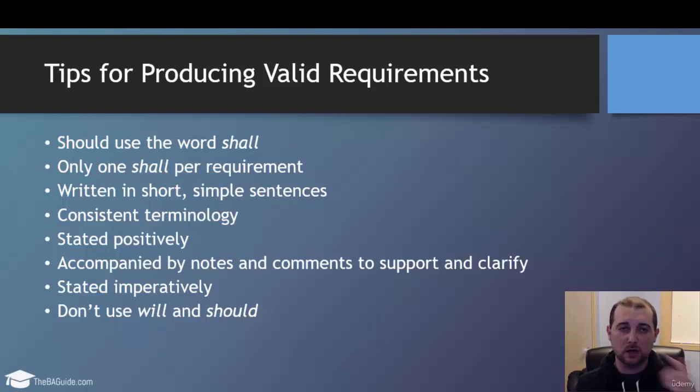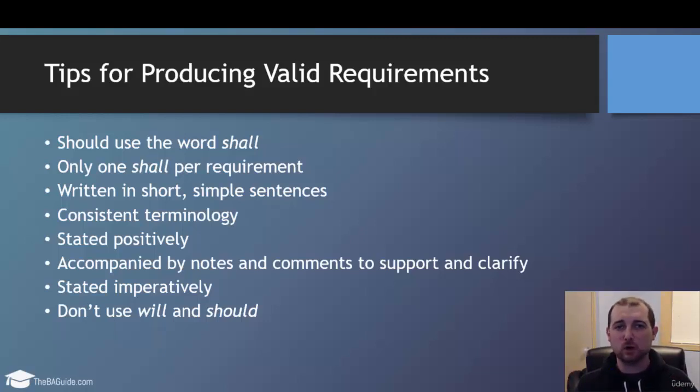That goes back to our first point. You want it to be specific. You want to use consistent terminology. You want to be stating things positively. You don't want to be saying the system should not or shall not do this. You want to say the system shall do this, and you want to state it in a positive manner.